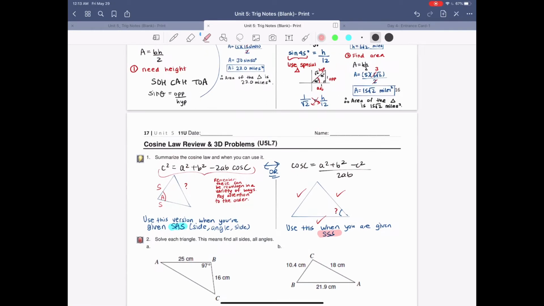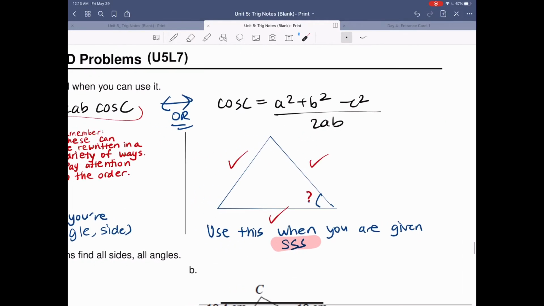And so you're using the cosine law in two situations: when you have side, angle, side in this order, or when you have side, side, side and you're finding a certain angle.